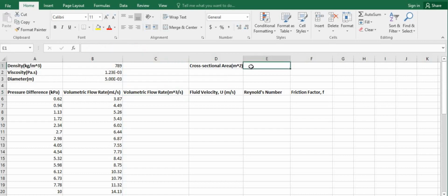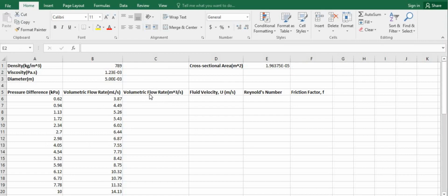Our cross-sectional area will be equal to pi d square over 4. We can take our pi as 3.142 multiplied by our d squared, d raised to the power of 2, and then divided by 4. As for the volumetric flow rate in milliliter per second, these are just the given data.